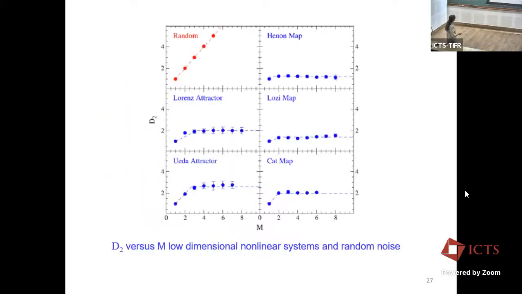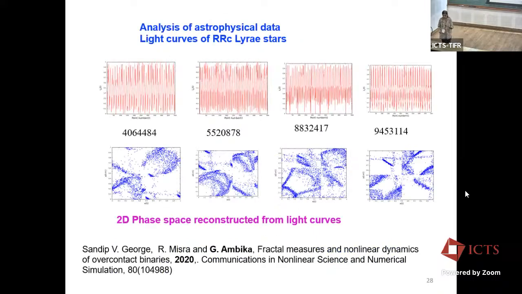So this I am showing for a set of standard nonlinear systems. For a random system, random noise or totally stochastic data, they will not saturate. It will go on increasing as you increase M. But in all other cases, that will saturate. So that is again another test to check whether you have done the dimension correctly.